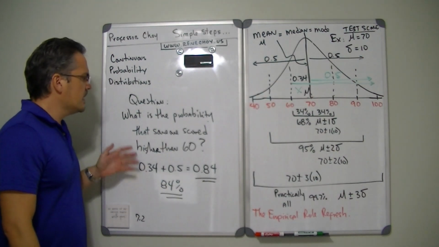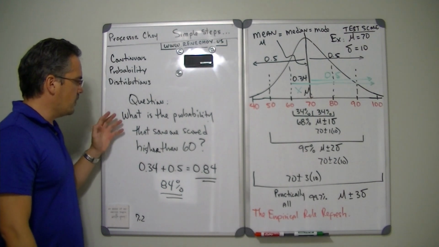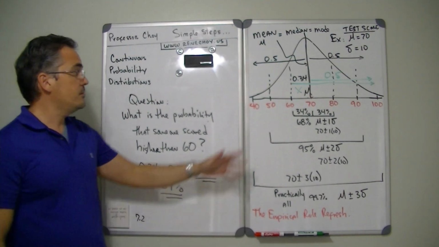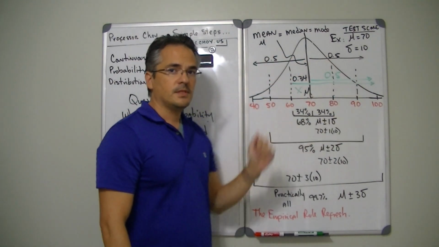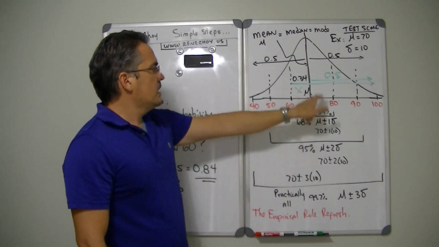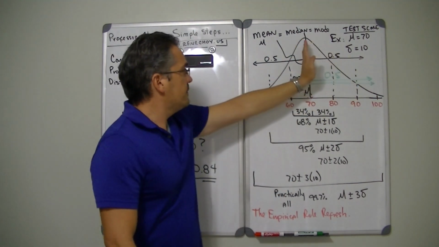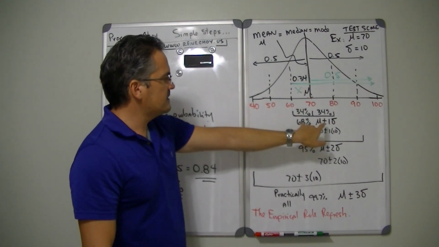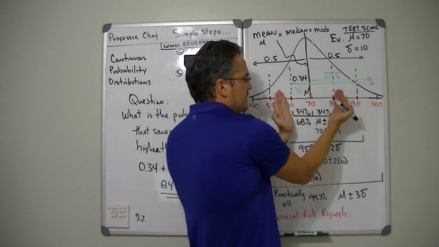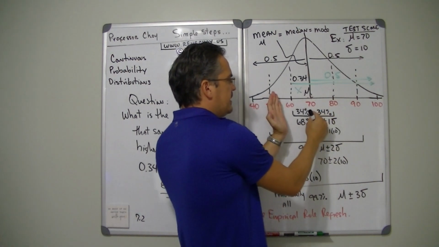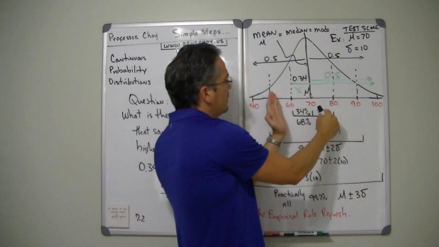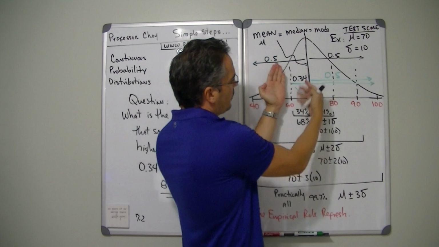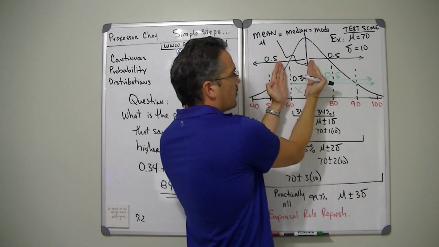Alright? So somebody says, what's the probability that somebody scored higher than 60? And you get this breakdown, then the answer is the area of the half plus that little section there. We know that one standard deviation away, you have 68%. We can split that into 34, 34. Therefore, we can say that this portion here is 34%.